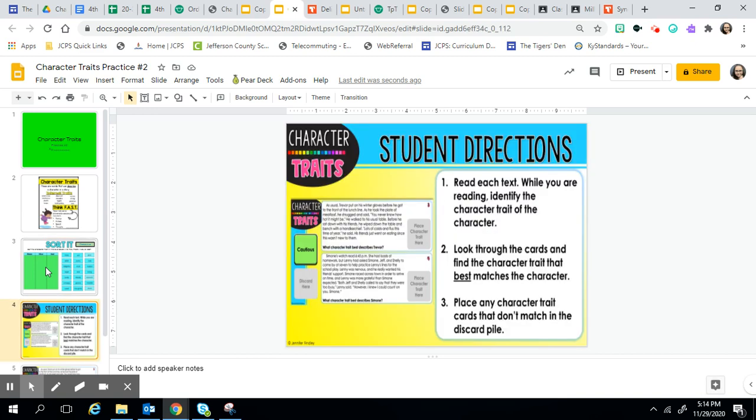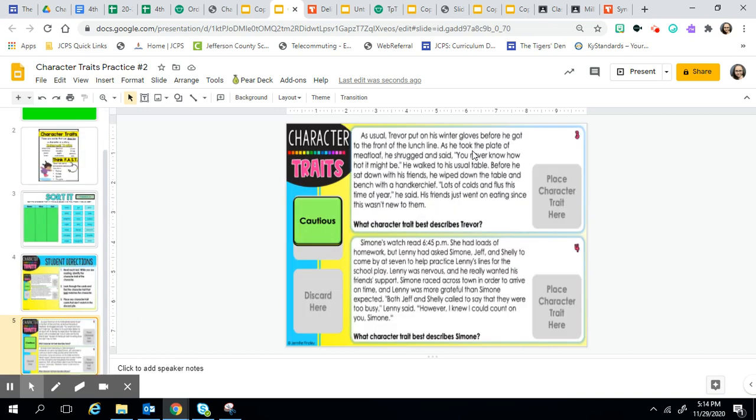These again are the directions for the second part of this activity, so I'll just go over it in case you didn't do the first assignment. It says: 1. Read each text. While you are reading, identify the character trait of the character. 2. Look through the cards and find the character trait that best describes the character. 3. Place any character trait cards that don't match in the discard pile. Those are just the directions on slide 4. So I need to go to slide 5 to actually complete the assignment by reading this passage.